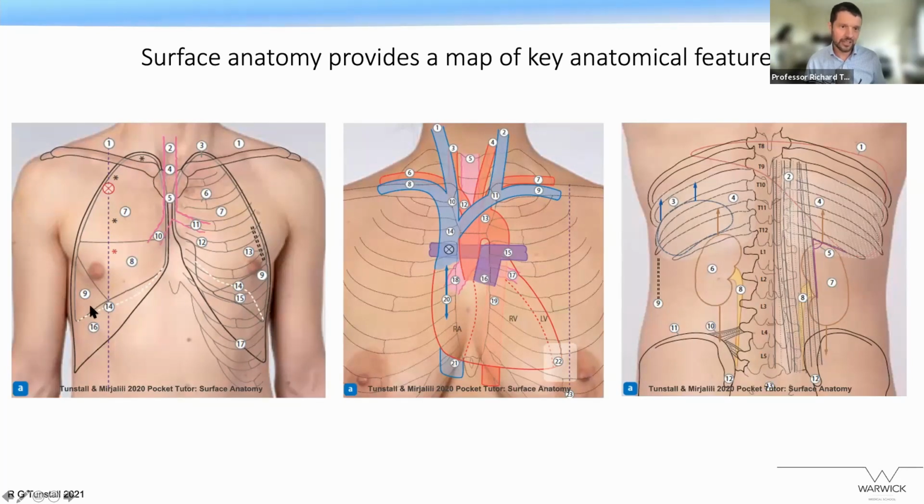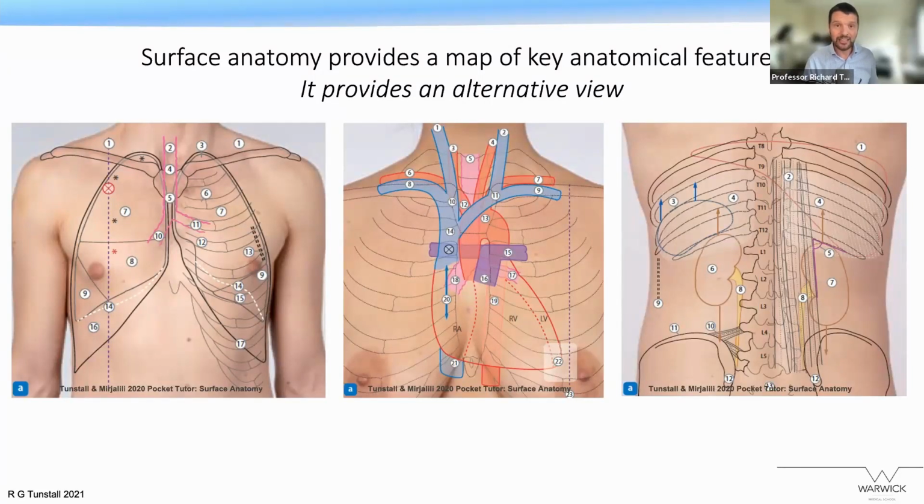So on the left-hand picture, I'm just outlining the lung here. This is the right lung. Central picture is showing the position of the heart and some of the big vessels coming out of it. And the right-hand picture shows the position of the kidneys. Surface anatomy provides an alternative view of quite complex anatomy. It lets you see it on the patient's skin. It lets you see it in the way you're going to encounter it in most patients to begin with.